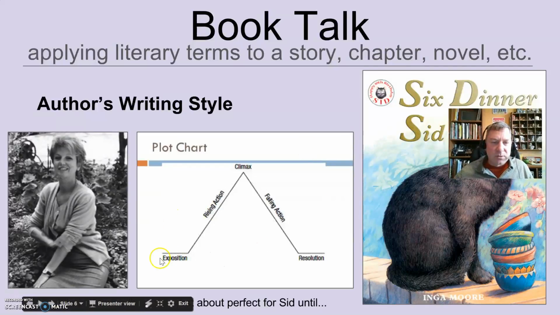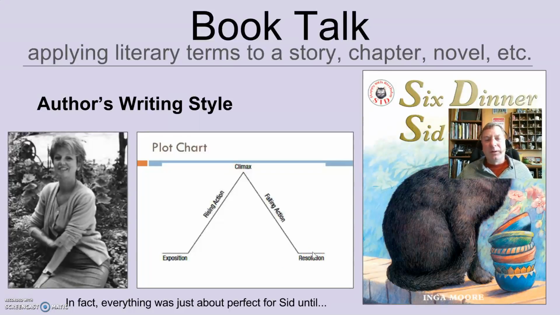I'm grabbing the mouse so I can point at things. There's exposition. We meet Sid. We see all the great things happening to him. That's our rising action. And then right in the very center of the book, it says everything was perfect for Sid, just about perfect, until... and then that's when all the falling action happens. But that happens perfectly in the center of the book, falling action, and then Sid has to find his own resolution by moving away. But it's a nice example of when we study that plot chart. Here's a really perfect example of it.